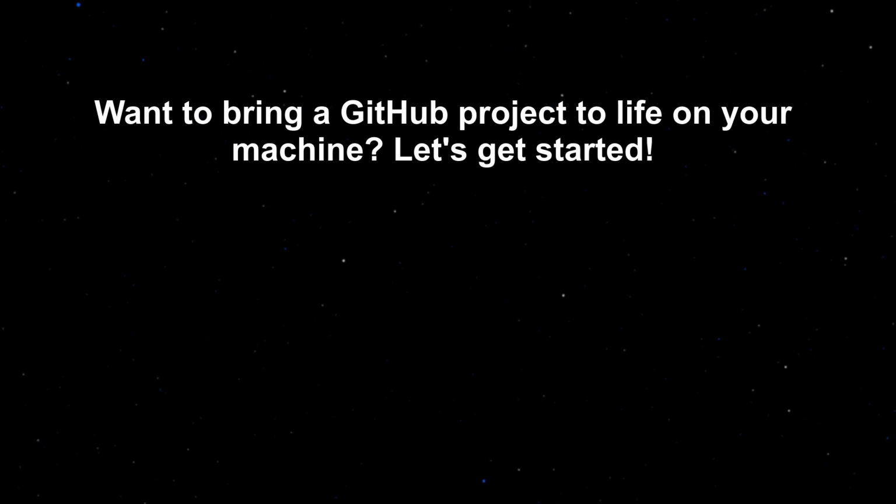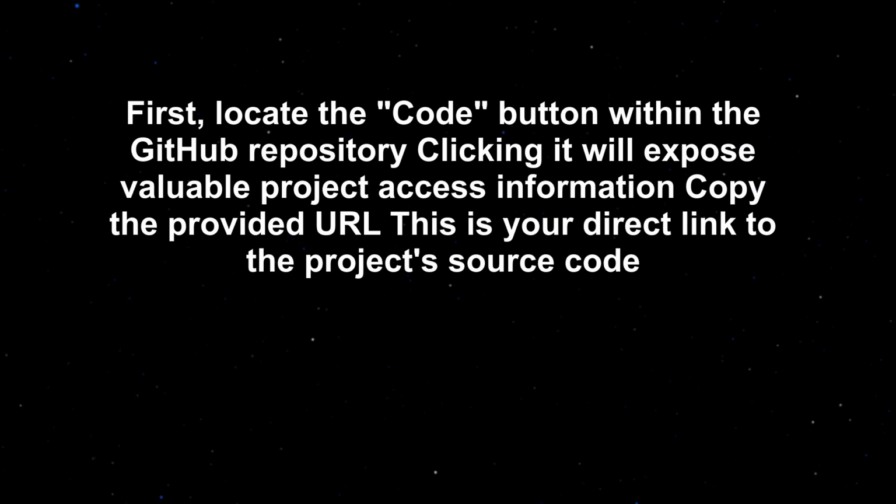Want to bring a GitHub project to life on your machine? Let's get started. First, locate the code button within the GitHub repository. Clicking it will expose valuable project access information. Copy the provided URL. This is your direct link to the project's source code.